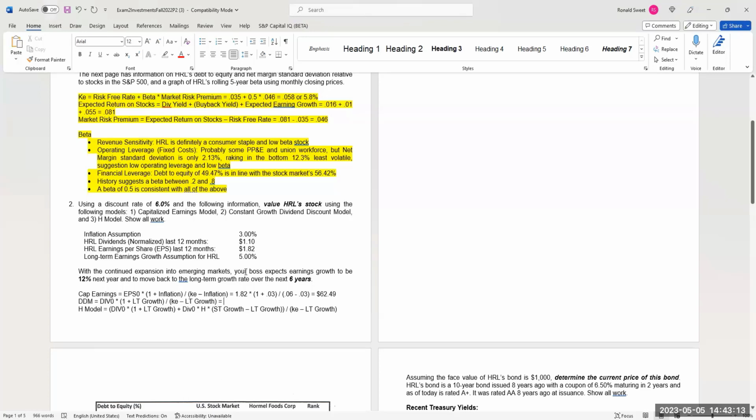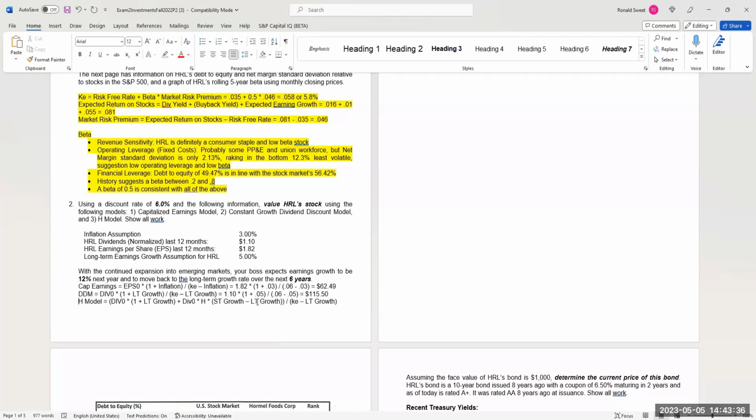In the dividend discount model, we're going to use dividends, which is $1.10 times 1 plus long-term growth. The long-term growth is given, 0.05, divided by the discount rate 0.06 minus 0.05. That's going to equal $115.50.